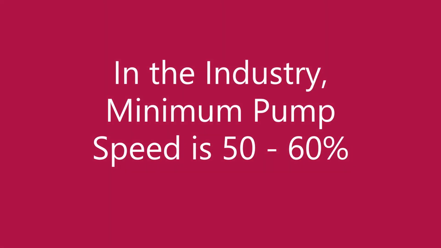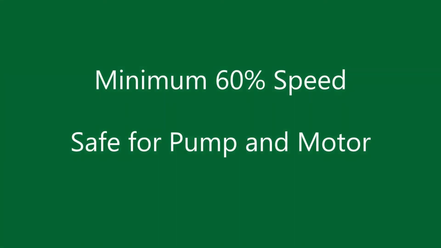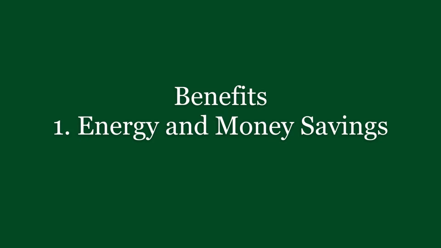However, in the industry, the minimum motor or pump speed adjustment is limited from 50 or 60% to the full speed only, depending on pump manufacturer design. As a rule of thumb, a 60% minimum speed is a safe figure for both motor and pump. The main benefits of variable speed pumping system are as below.